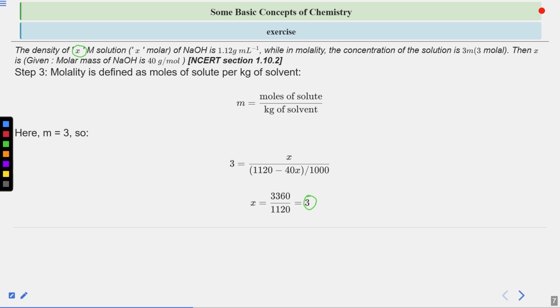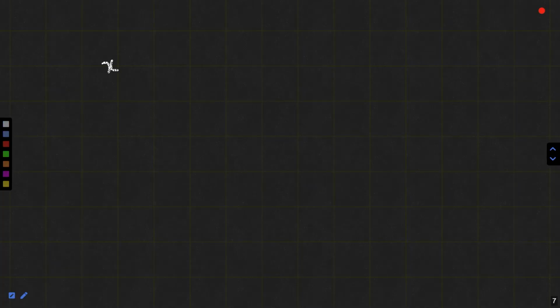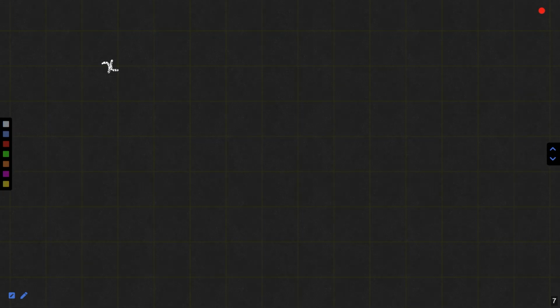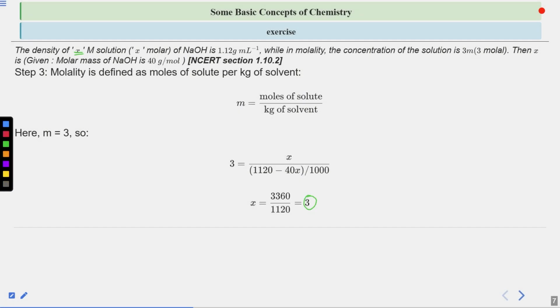So there is a question: where is x coming from? If you look back at the solution, I've already told, and it is given in the question also, that x is the molarity of the solution. If x is the molarity of the solution, that means x moles are dissolved in 1 liter of solution. Therefore, we have taken the moles as x. Got it?